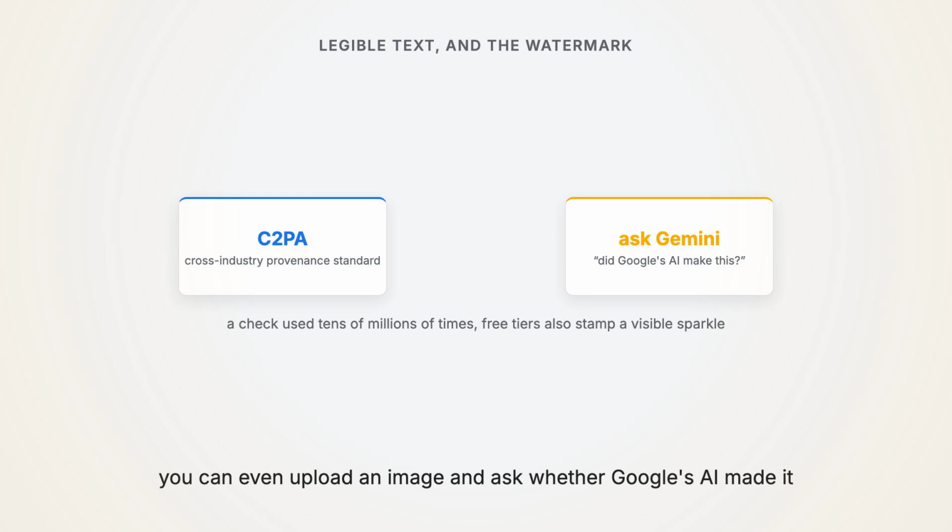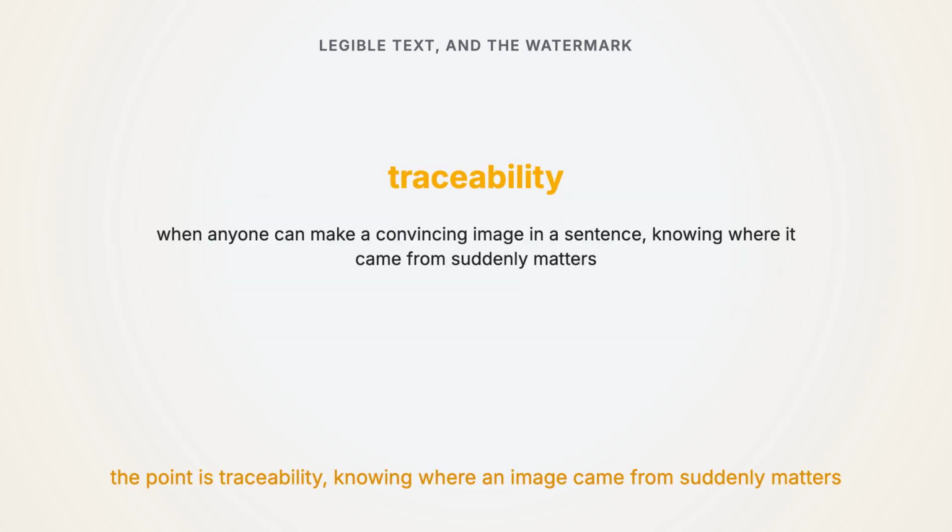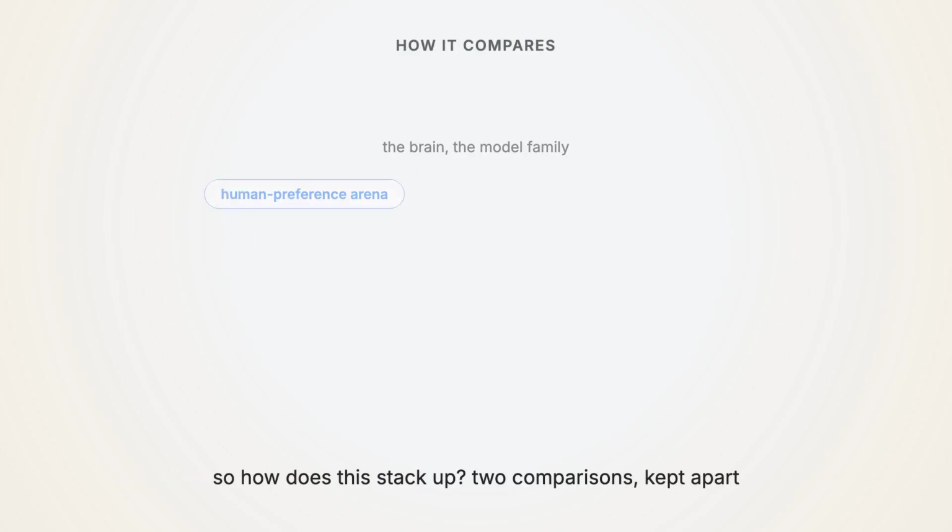To be honest, the free tiers also stamp a small visible sparkle mark, which top subscribers can remove. The point is traceability, because when anyone can make a convincing image in a sentence, knowing where it came from suddenly matters. So how does this stack up?